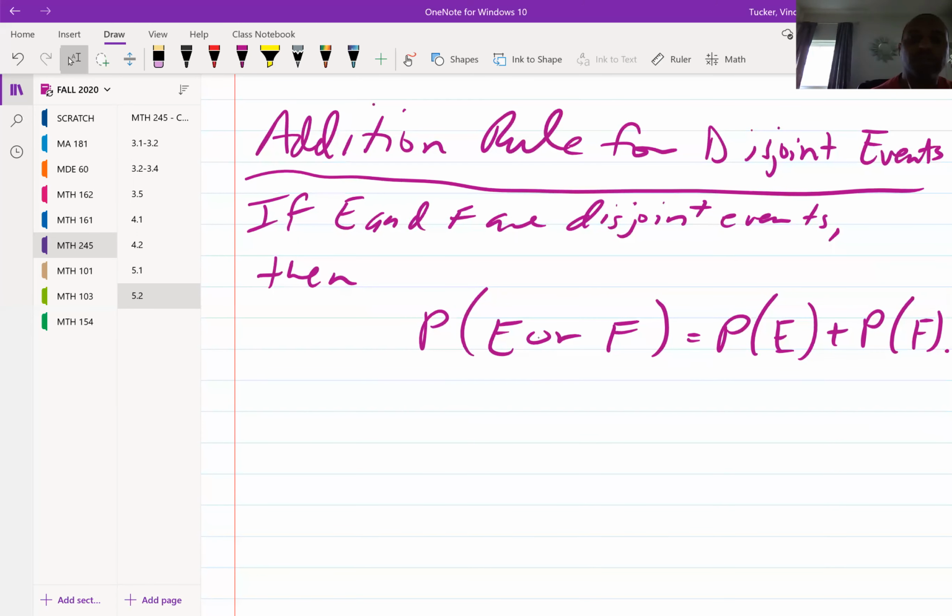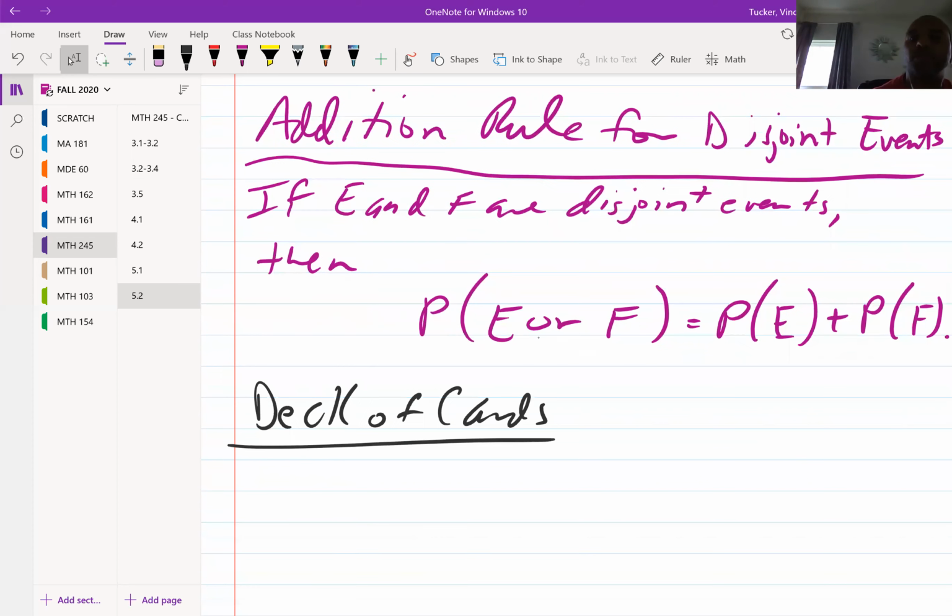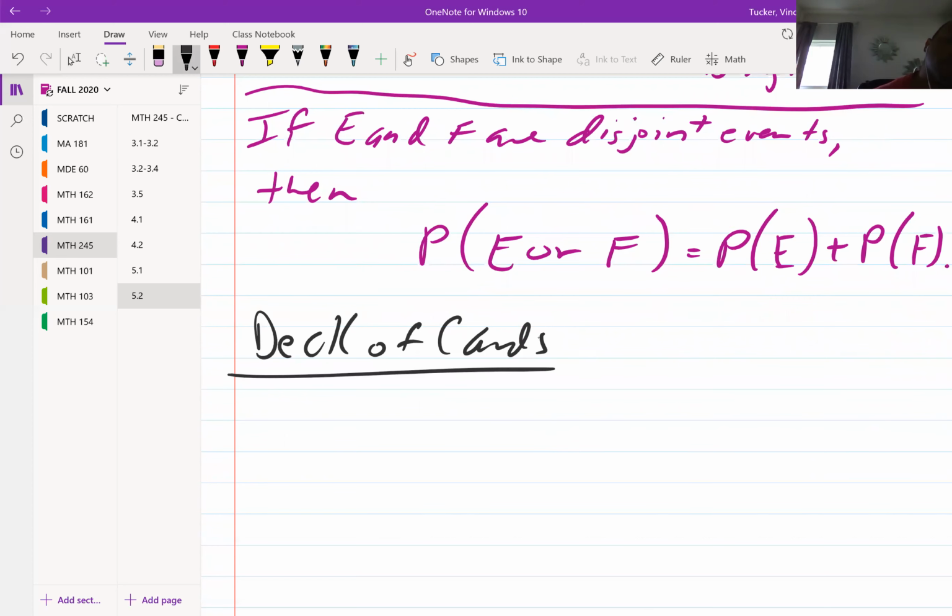All right, so before I do this next example, let's look at a deck of cards. Make sure everybody's clear. Some people don't play with cards. Let's go here, standard. Some people don't play with a full deck of cards.